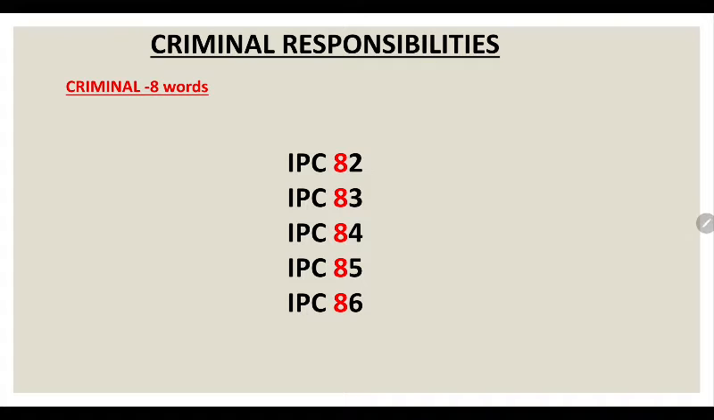Now coming to criminal responsibilities in medical jurisprudence. To remember the IPC number, it starts with 8. How to remember that 8 is criminal? If you count the letters in this word, it is 8 letters. So the IPC will be starting from 82 to 86. It is a 2-digit number starting with 82. Here 82 and 83 in this group are the smallest, and therefore this criminal law is related to children.